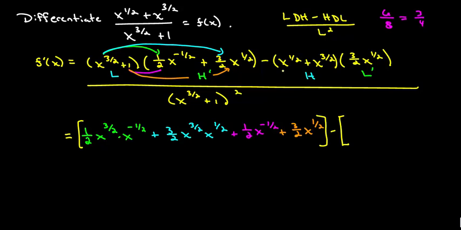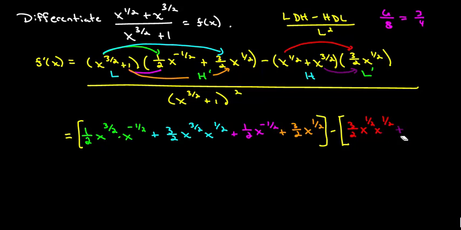So this guy times this guy, grab another color and do that. These two guys multiplied together are going to give me 3/2 x to the 1/2 times x to the 1/2. And then this right here, I know it's in purple, so it's a little dark there. That's going to be a positive.